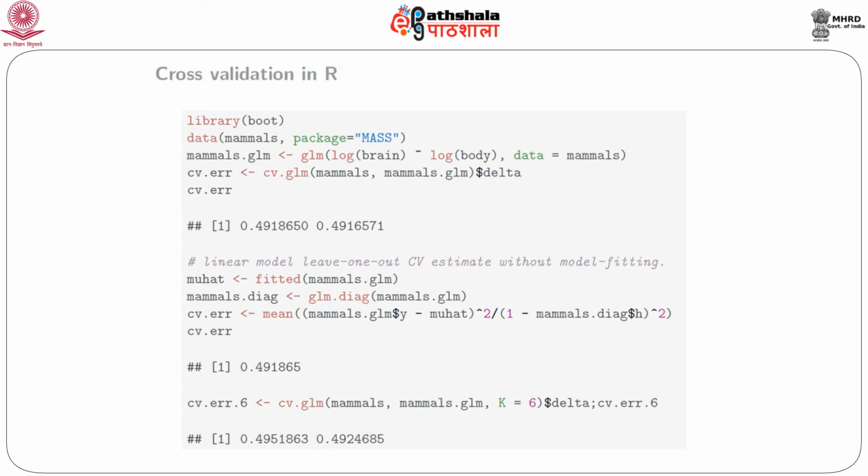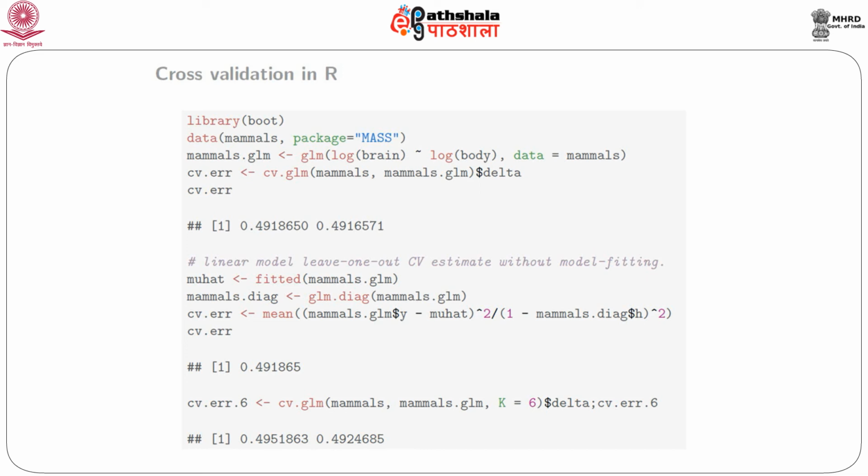So, we define CV.err from formula, which is the mean of the fit residuals, the observed minus the fitted, that is the residual, squared, by 1 minus h squared. And the moment we do it, we see that this value is exactly equal to the first output of CV1$delta, which is the raw MSE value.